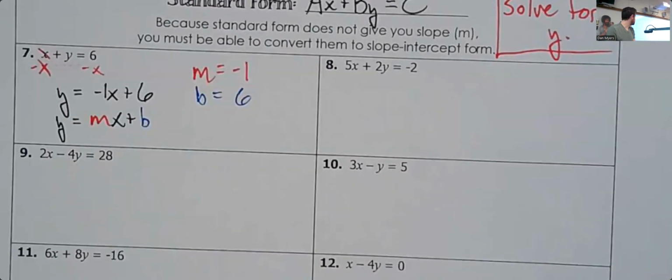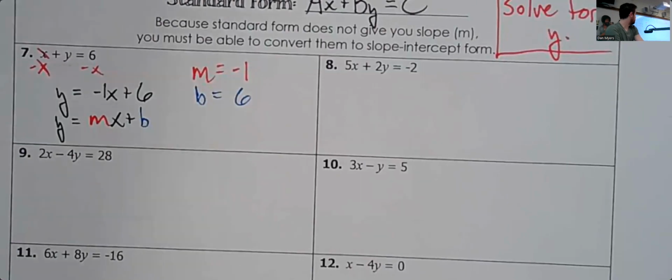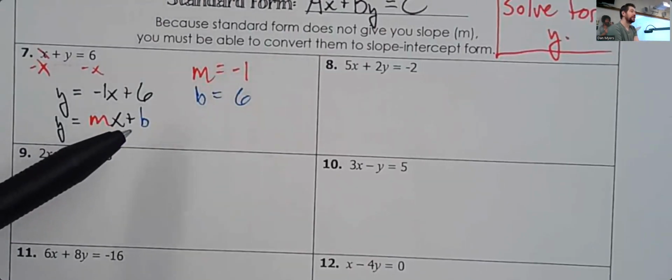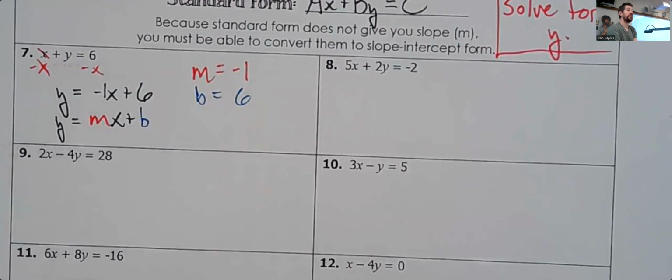So we convert to slope-intercept, and we know that the slope of that line is -1 and that the y-intercept is +6. So we can do the same thing that we did with the equations above with these ones down here. We just have to get them into slope-intercept form first. Let's do a few more and then we'll take a look at the back.